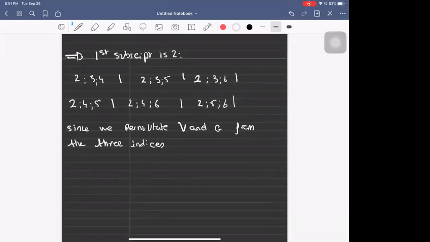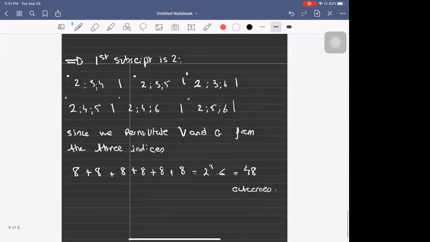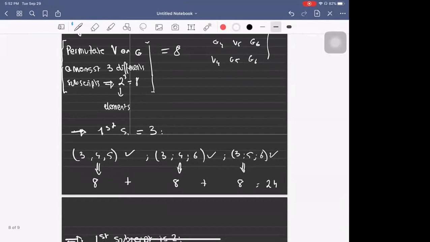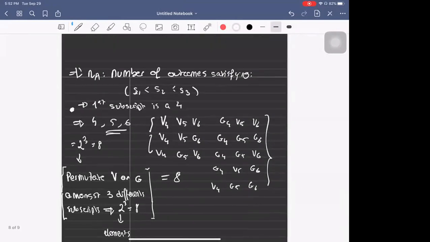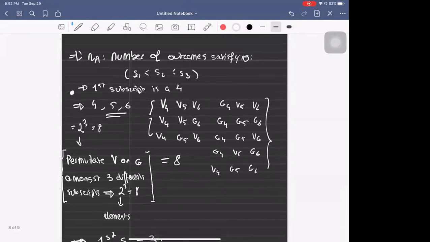So again, since we permutate V and G from the 3 indices, we got 8, so corresponding to that, plus 8, plus 8, plus 8, plus 8, plus 8, which is 2 to the power of 3 times 6, which is equal to 8 times 6, 48 outcomes. So if the first subscript is a 2, then you have 48 outcomes satisfying the event. If the first subscript is 3, you have 24 outcomes. And if the first subscript is a 4, then you only have 8 outcomes satisfying the event.